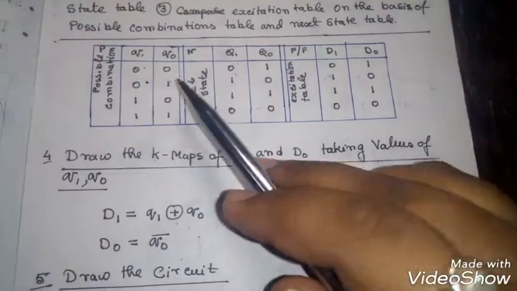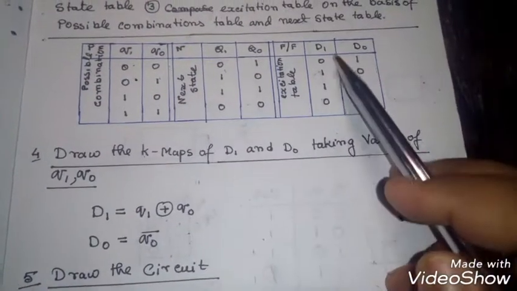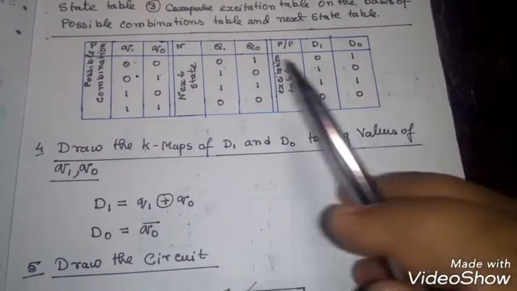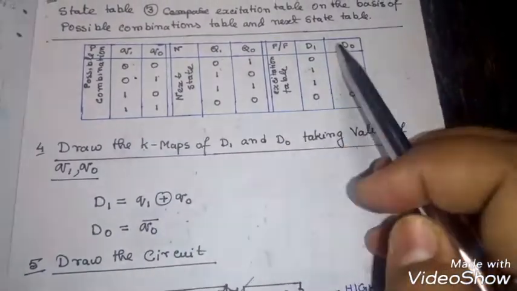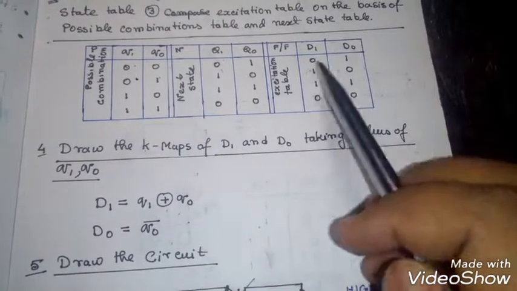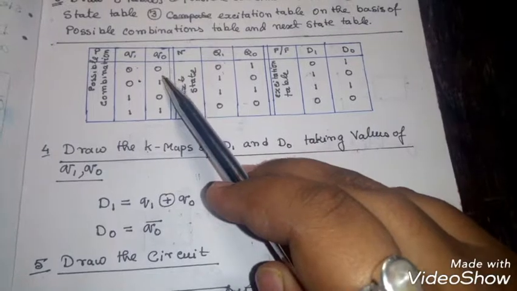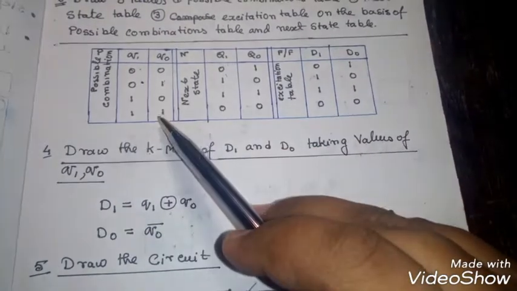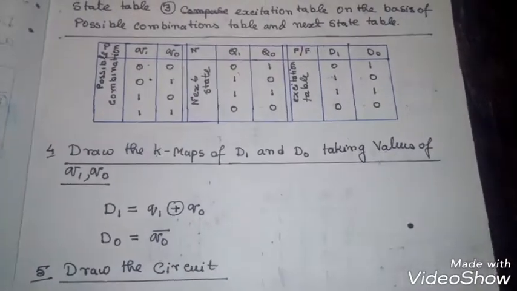This means D1 is equal to Q1 XOR Q0. So I have directly written here Q1 XOR Q0. And if you carefully look at the D0 table, it is just the inverse of this table. That is, 0 0 we are getting 1, 0 1 gives 0, then 1 0 is 1, then 1 1 is 0. But if you look carefully, it is just the complement of this Q0 part. So I have just written here Q0 complement.